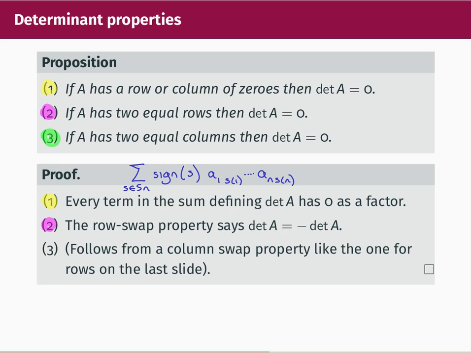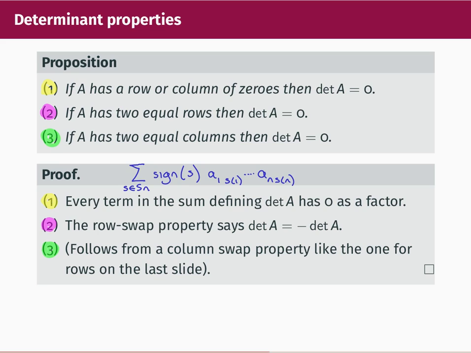Finally, if A has 2 equal columns, then its determinant is 0. Well, you can't quite get this from the things we've proved so far. What you need to do if you want to prove this is to prove a column swap property exactly like the one we proved for rows. So it's really no more difficult. But if you do this, then of course you can use the same argument as part 2 to prove that if A has 2 equal columns, then its determinant is equal to 0.